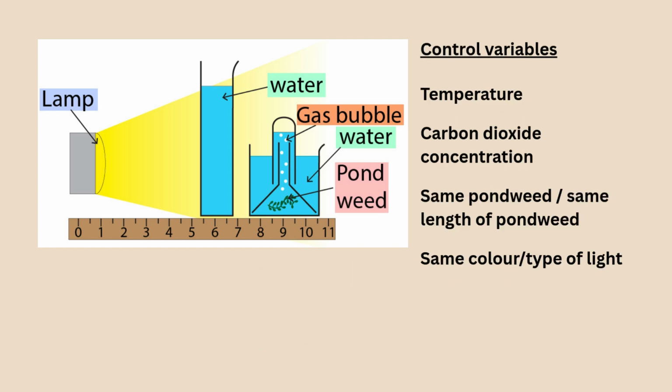Control variables, these need to be kept constant, such as temperature, the carbon dioxide concentration, the same pondweed or the same length of pondweed, and the same colour of light or the same type of light.